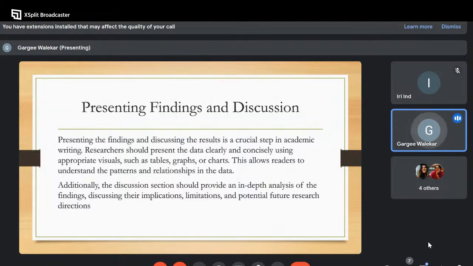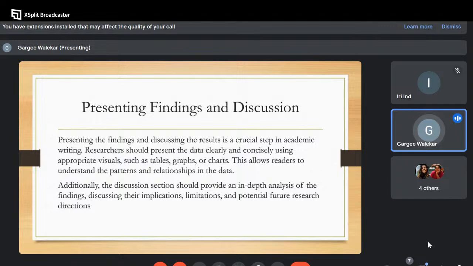There is literature integration. It discusses and integrates the findings with existing literature, comparing and contrasting the results with prior studies to establish a context. It also helps in linking objectives. The researchers in this section connect the findings to the research objectives or questions, explaining how the results address the initial research goals. That is what happens in the discussion section.